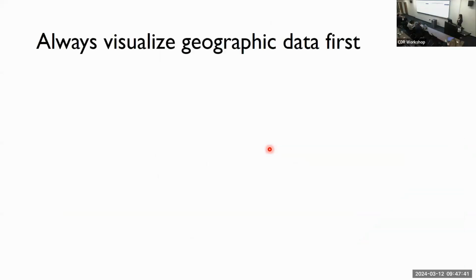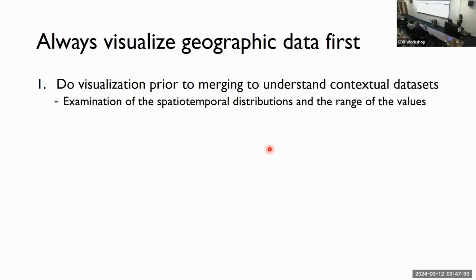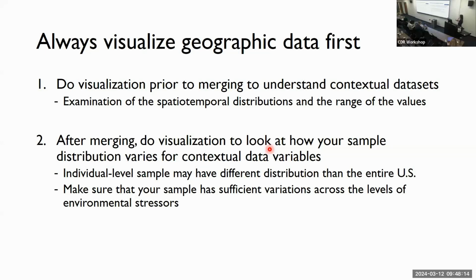All right. Okay, so I want to emphasize that you should always visualize your geographic data first. And there are two types of visualization that you can do. First, you can do the visualization prior to merging your contextual data source to the individual level data set to just understand contextual data sets better. That includes examination of the spatial temporal distributions and the range of the values, which I will show in a minute. And second, after merging, you also have to do the visualization to look at how your sample distribution varies for contextual data.